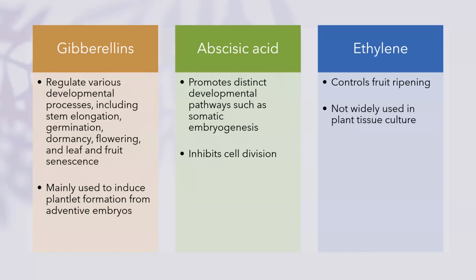Gibberellins are plant hormones that regulate various developmental processes, including stem elongation, germination, dormancy, flowering, flower development, and leaf and fruit senescence. They are mainly used to induce plantlet formation from adventive embryos formed in culture. Abscisic acid is used in plant tissue culture to promote distinct developmental pathways such as somatic embryogenesis and for culturing woody species. It inhibits cell division and has a favorable effect on abscission.